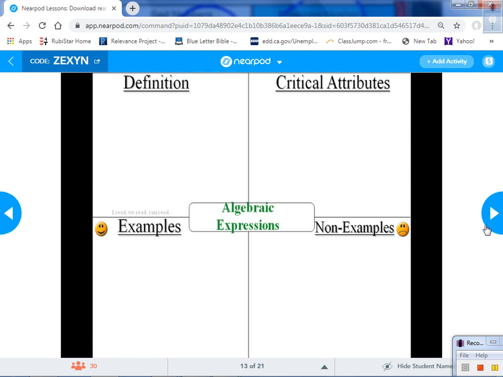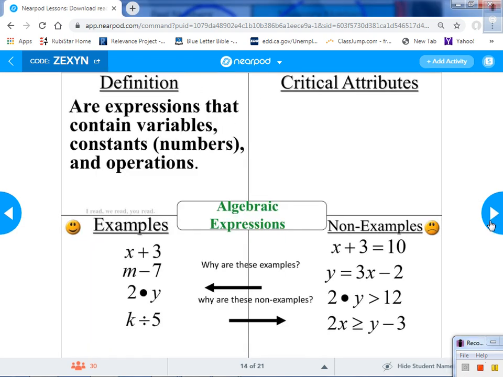Without looking at your notes, I want you to write a definition for algebraic expressions, one example, one non-example, and a hashtag for critical attributes. I'll give you some time for that. Let's see if it looks something like this. Pretty good, right? Pretty close?